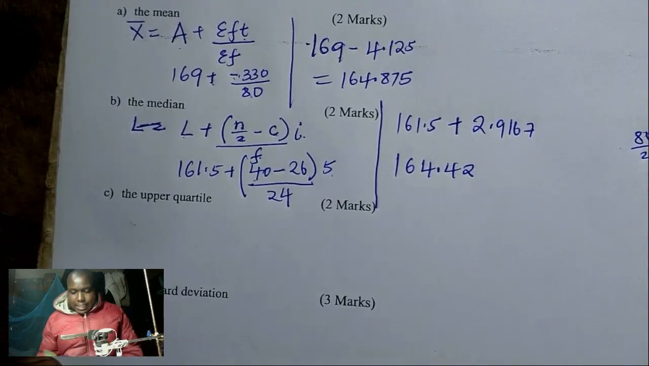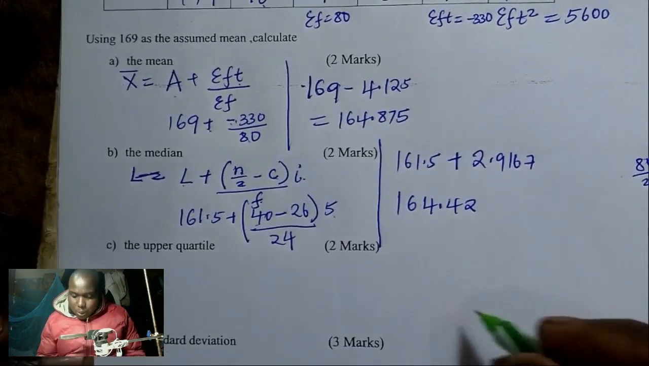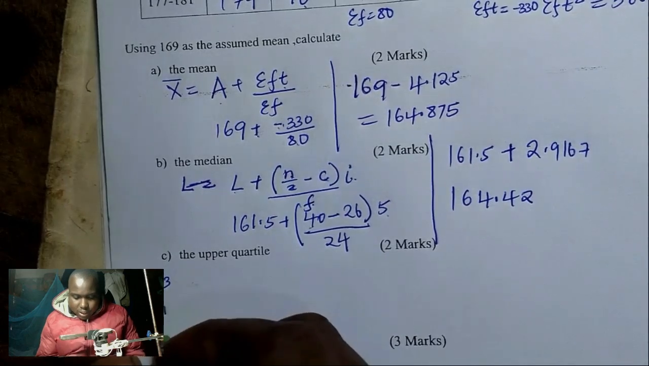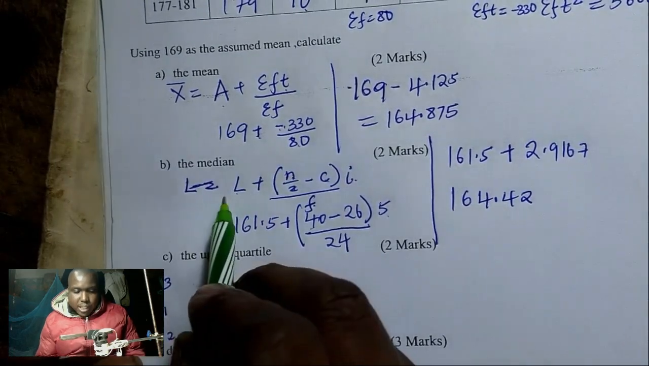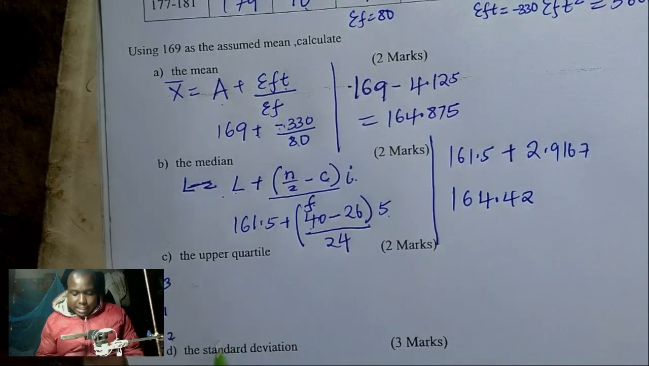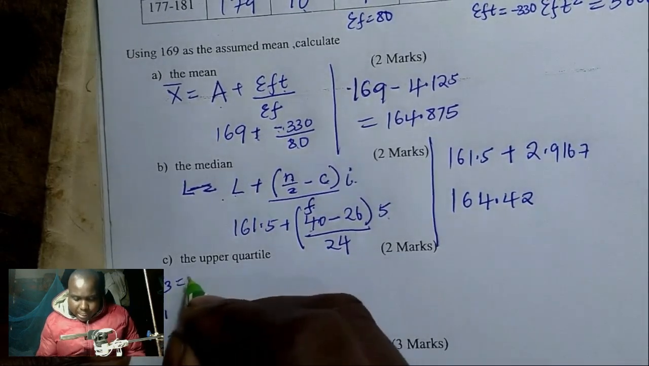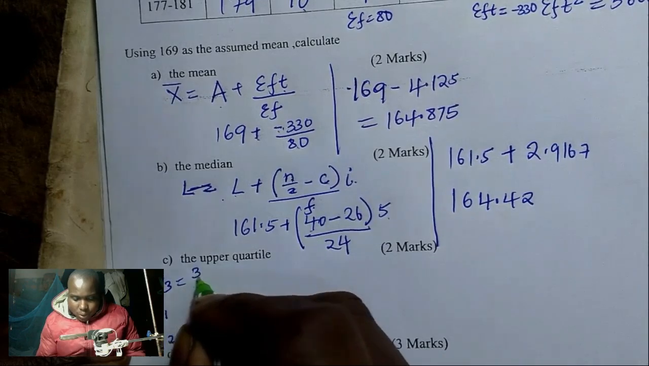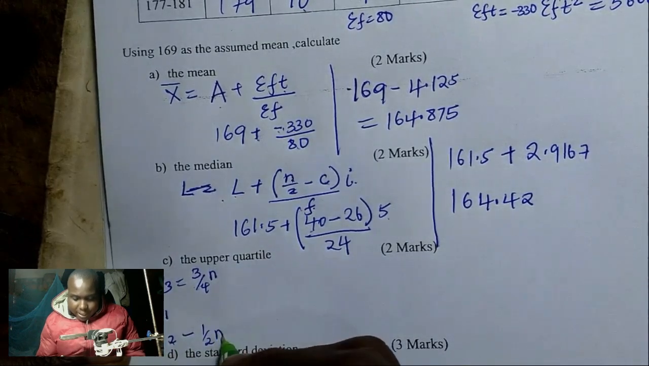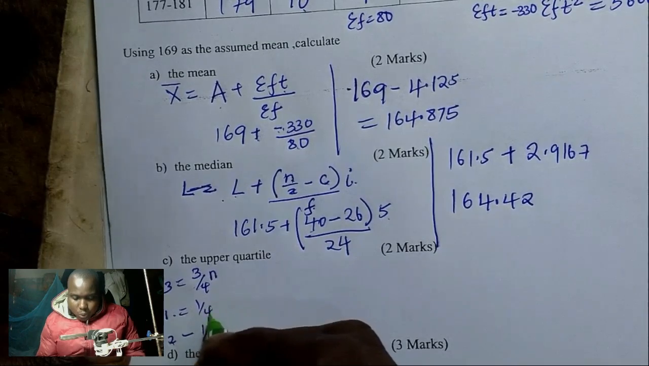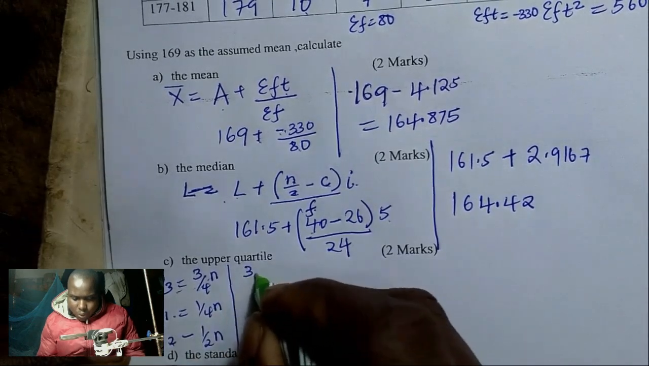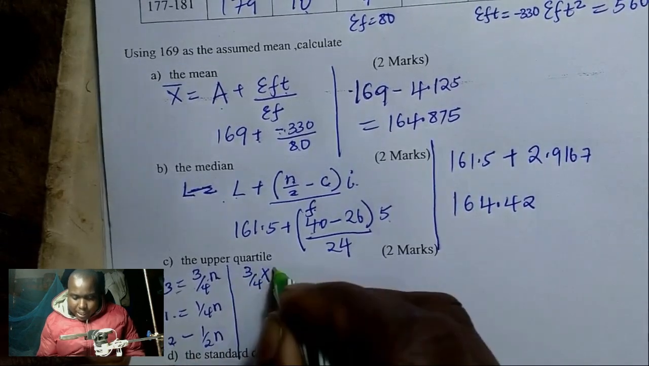The upper quantile. We have the lower quantile Q1 and the upper quantile Q3. Q2 is the median, which is what we have just done. Q1 is the lower quantile. Q3 is the upper quantile. The upper quantile is gotten by 3 over 4n. The median is 1 over 2n. The lower quantile is 1 over 4n. So for the upper quantile it will be 3 over 4 times n, which is 80.